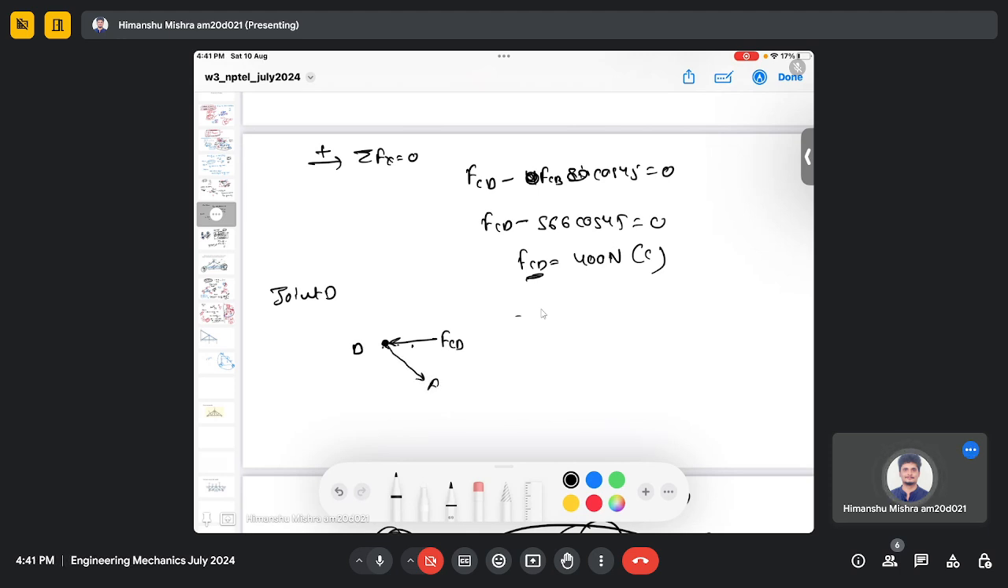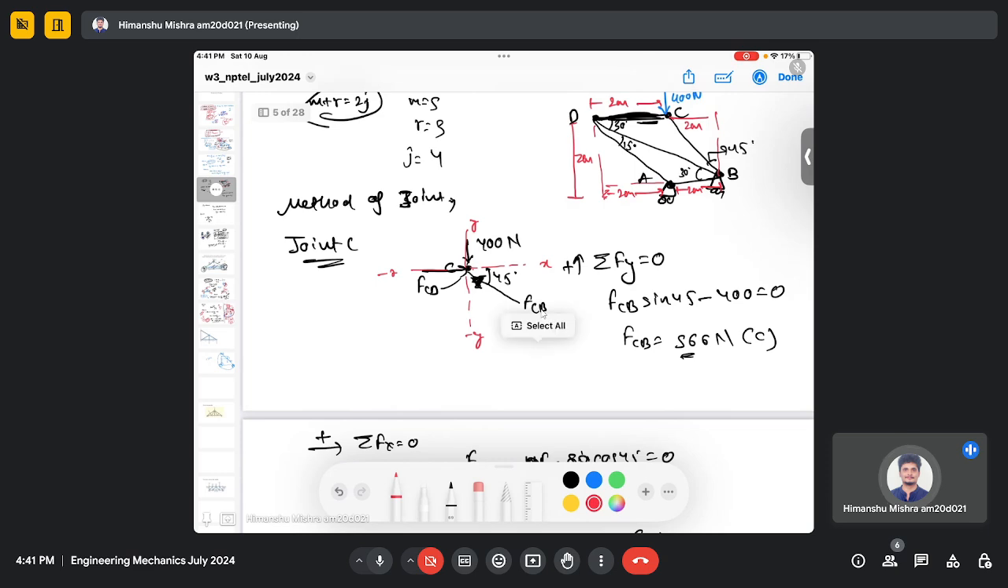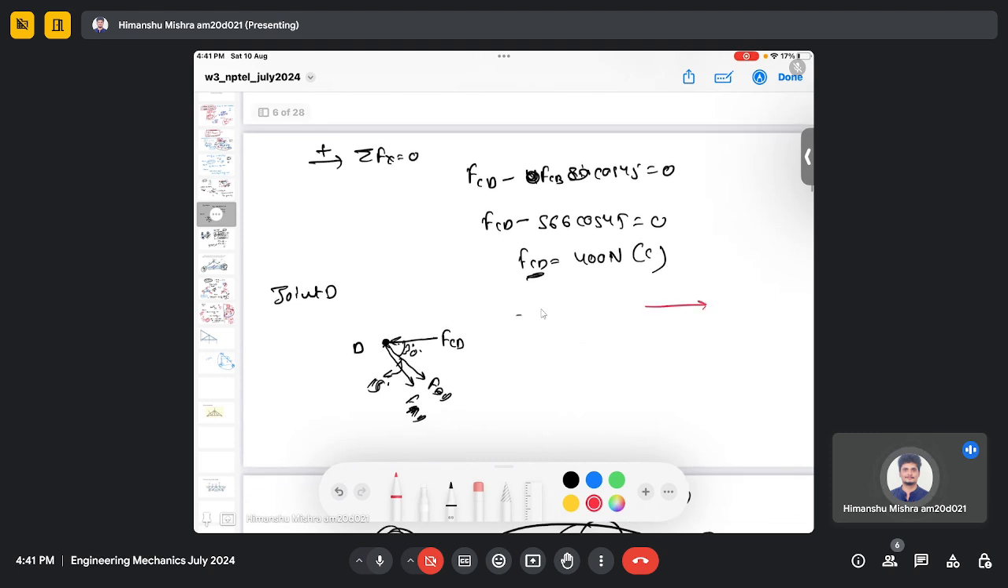This is force BD and this is force AD. This is 15 and this is 30. Okay, so now we need to define the coordinate system. So here we define the usual coordinate system. You can define here also x-axis and y-axis like this, and you can solve this problem.